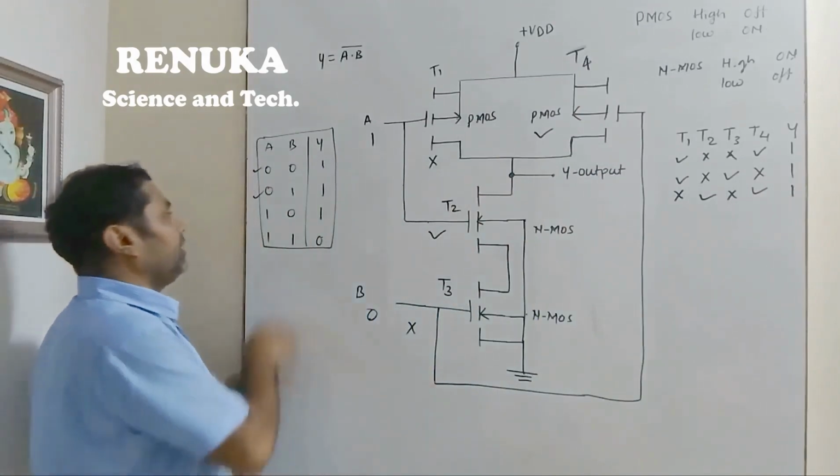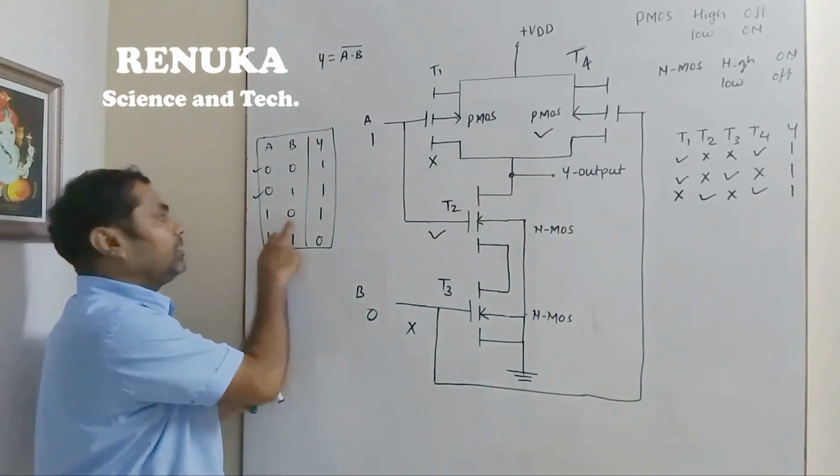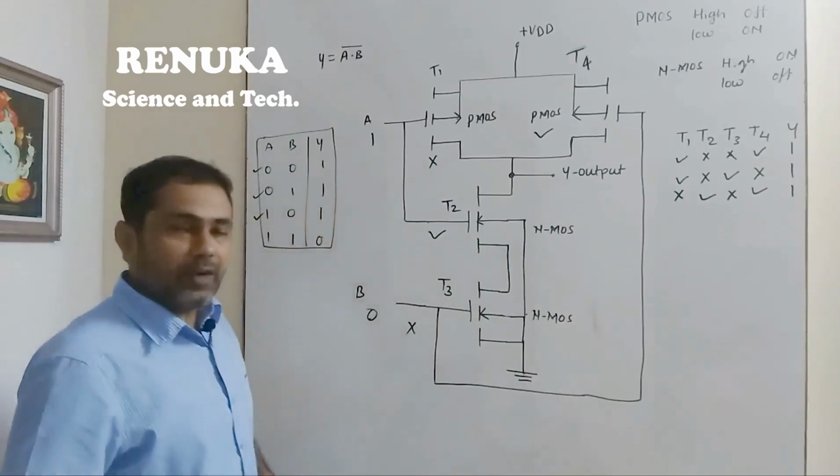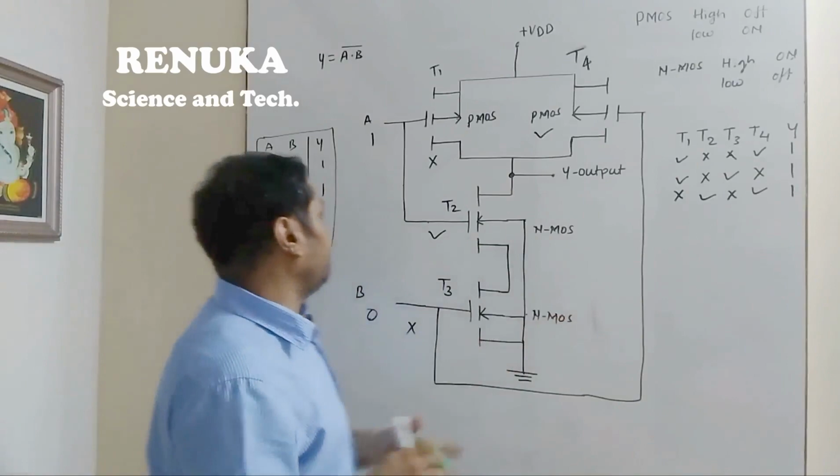And what was our condition? One of the inputs was high and another input was low. We are getting 1. So the third condition is also satisfied. Let us move to the fourth condition.